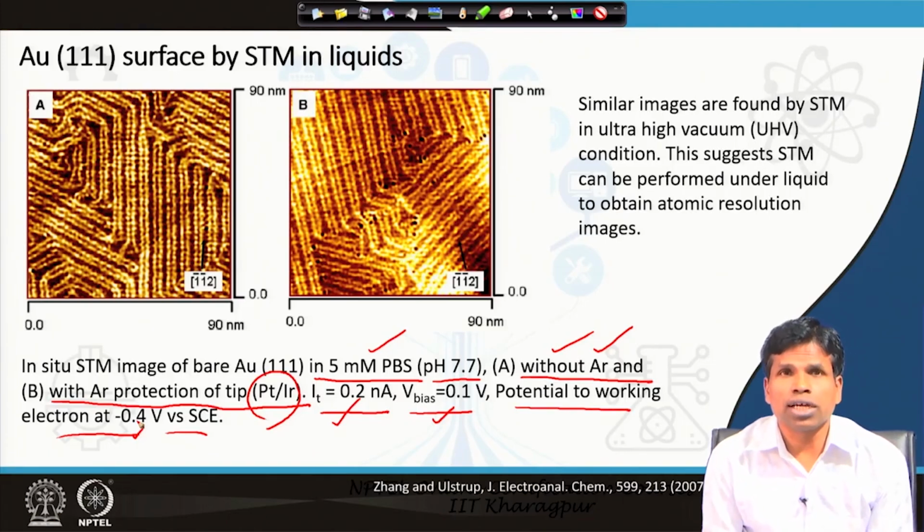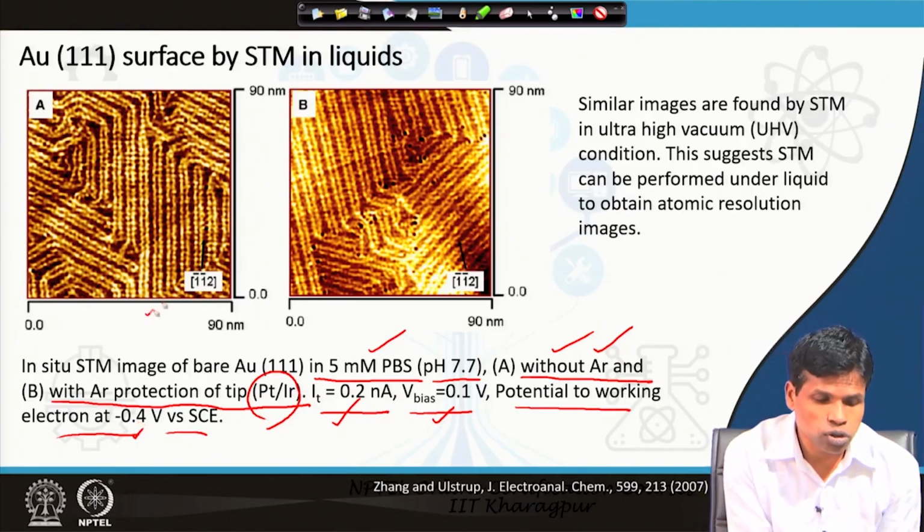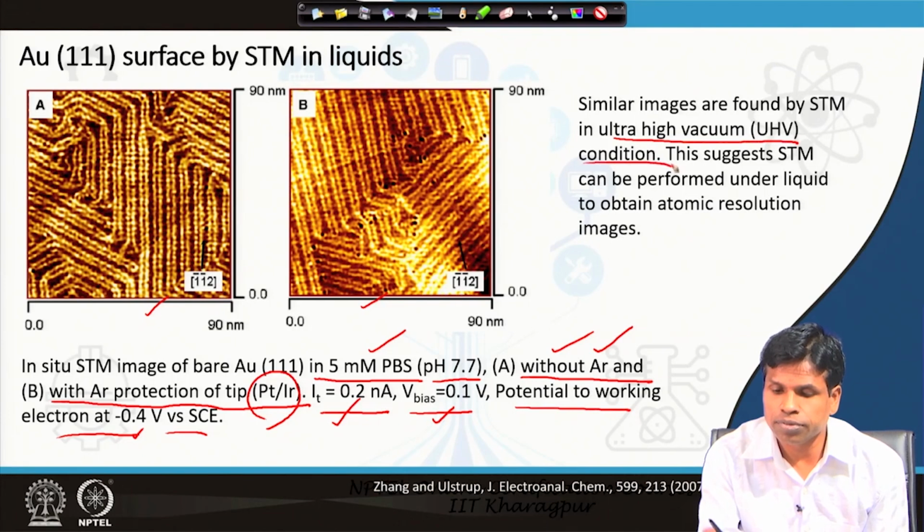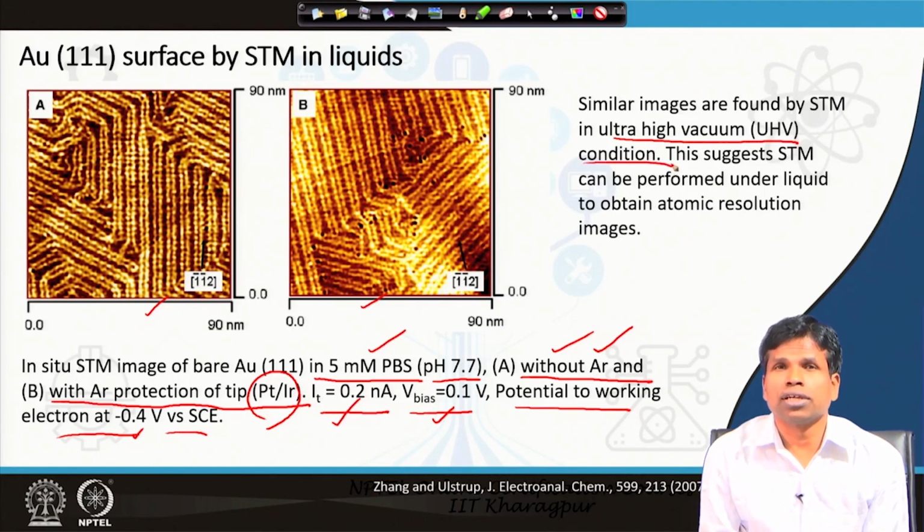It is important to note that the resolution or the quality of the sample was almost the same as that done in ultra high vacuum condition. Normally ultra high vacuum condition is used in many scanning tunneling microscopic images, because in ultra high vacuum we can have a clean surface without having adsorbate or any impurity on the surface.